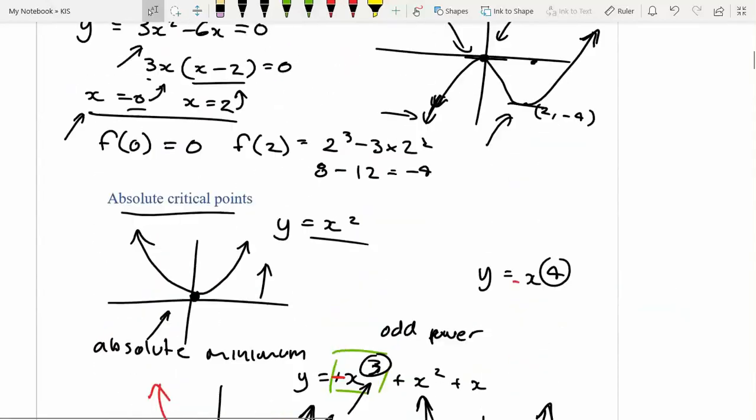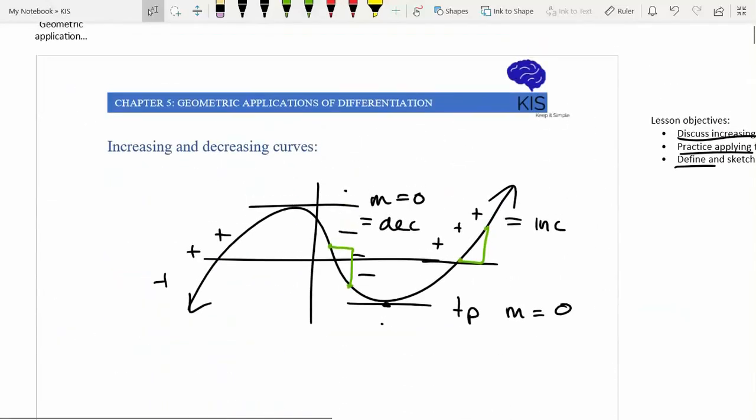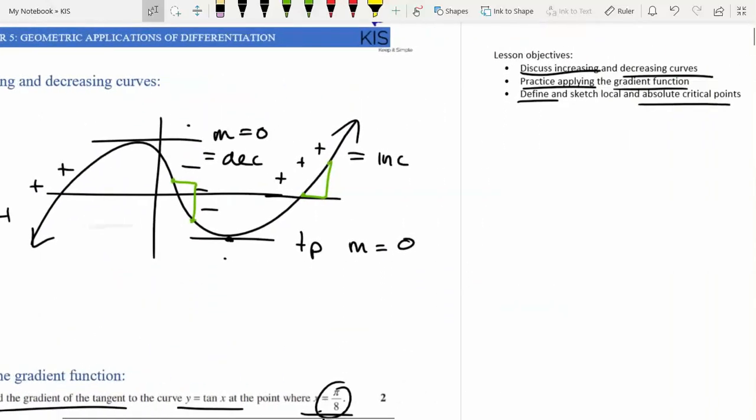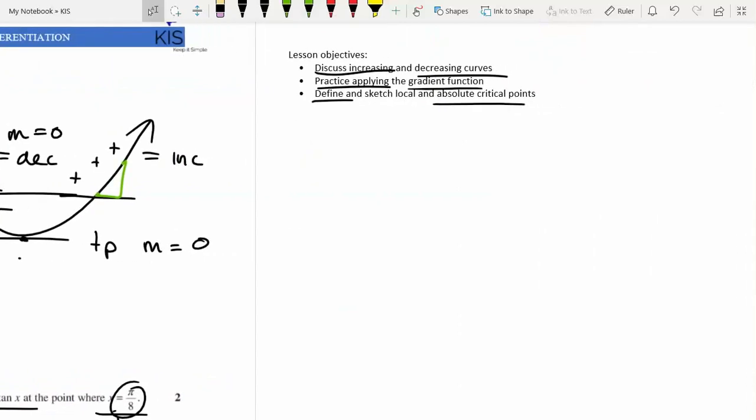Okie dokie. So what we've had a look at today, we've had a look at discussing what increasing and decreasing curves are, practicing applying the gradient function just to make sure we've nailed that, and defining and sketching the local and absolute critical points.